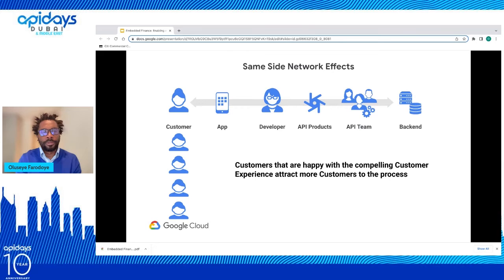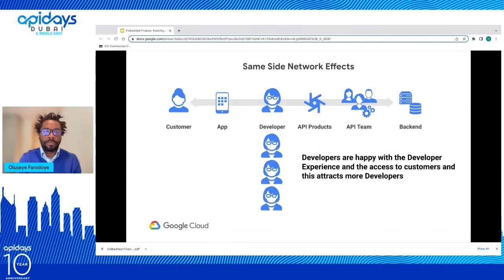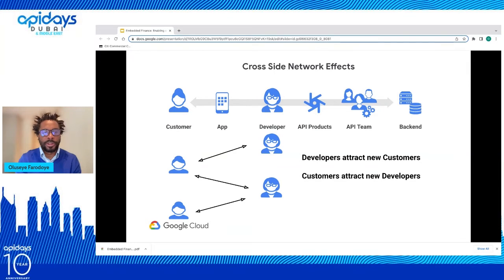And what does this really do? It leads to several network effects. On one hand, you can get same-side network effects, which means customers who use the third-party app will attract more customers, making the developer happy to build more. It also leads to same-side network effects on the developer side. A developer who's happy with your API products will attract more developers to use those API products. On the other hand, it also leads to cross-side network effects, which means developers will attract new customers by building new engaging experiences. And because you've got more customers, those will attract more developers to use your APIs to build new digital experiences.